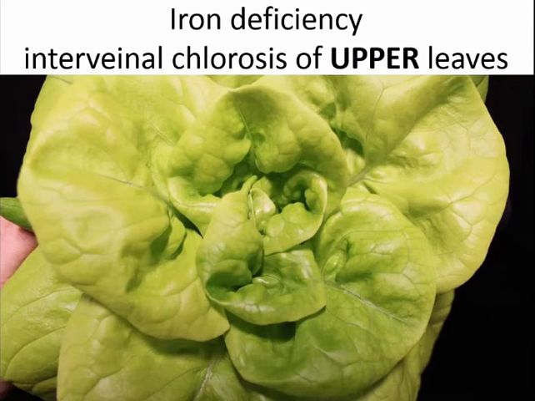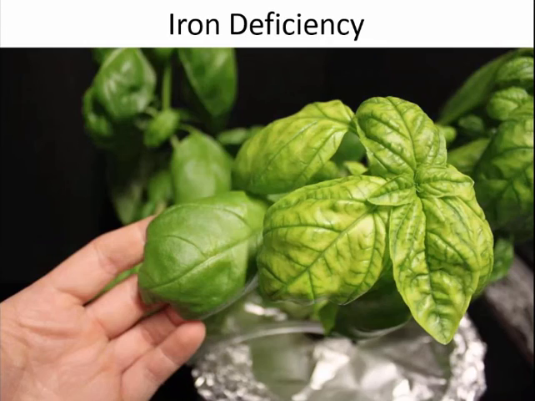Then moving on to just a few more nutrient deficiencies I wanted to describe, iron deficiency. This is interveinal chlorosis of the upper leaves. So this lettuce has been affected by iron deficiency for a pretty long period of time, but typically the lower leaves are nice and green, and then it's the upper leaves that show yellowing between the veins.